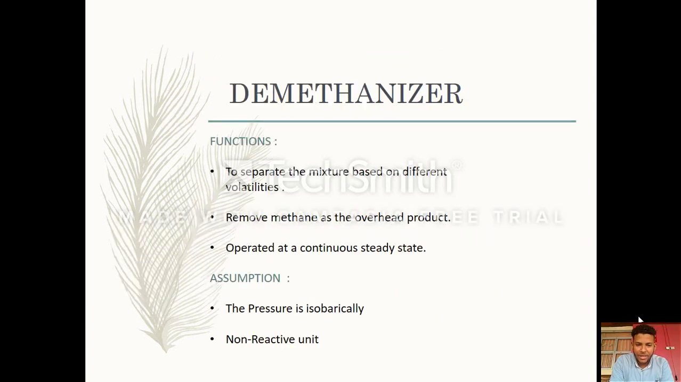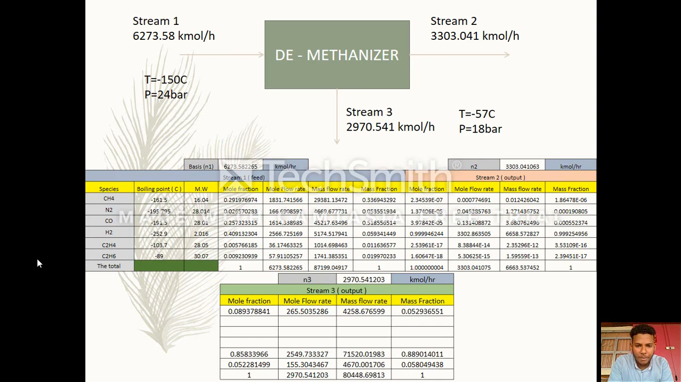Hello everyone. So the next unit is a demethanizer. The objective of this unit is to separate the methane as an overhead product, and also to separate the mixture based on the different volatilities, and to operate at a continuous steady state. The assumption of this unit is that it is isobaric, and also a non-reactive unit. So what's going in is going out. This is the block diagram for my unit.